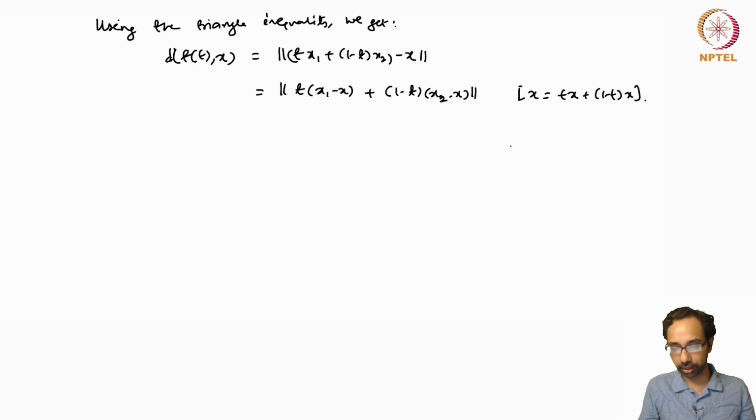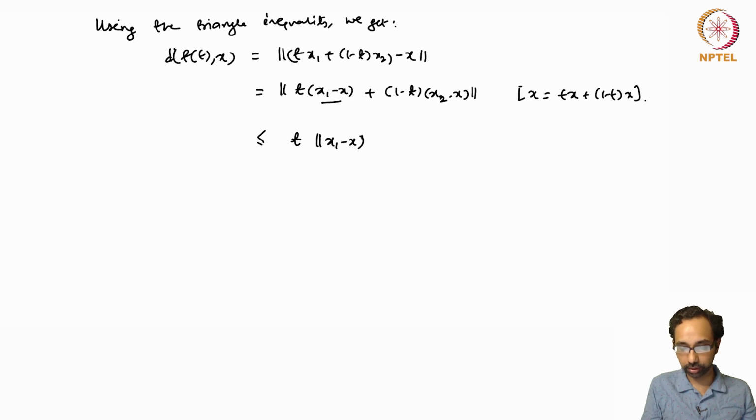So you can just check that you can break x into these 2 parts and join them with x1 and x2, these two parts. So now I can use the triangle inequality, and this gives us t times the norm of x1 minus x plus (1 minus t) times the norm of x2 minus x.